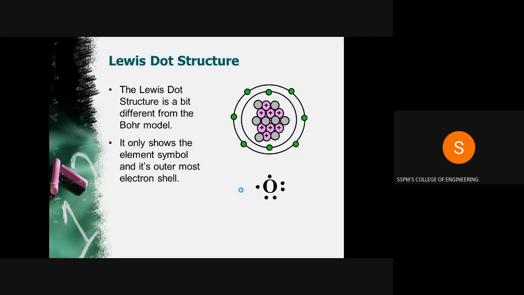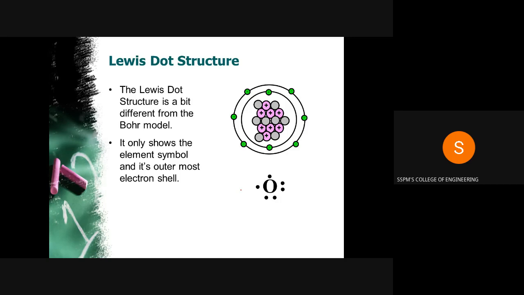Then next is the Lewis dot structure. The Lewis dot structure is a bit different from the Bohr model. It only shows the element symbol and its outermost electrons in the shell. So the Lewis dot structure shows the outermost electrons.